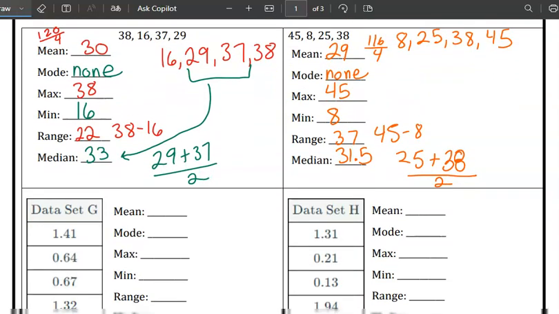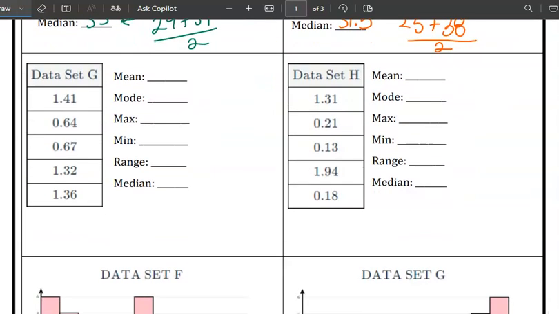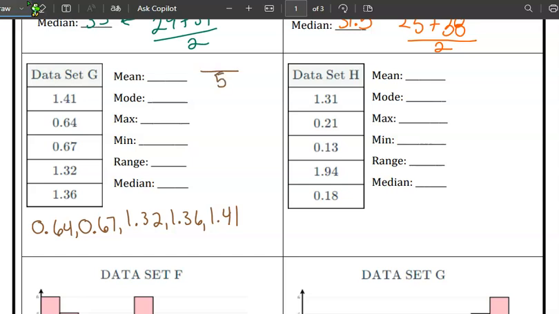Let's look at the next example. This time, the data set contains decimals. Rewrite the data in order from least to greatest. And then to get the mean, add the numbers together and divide by the number of things. In this case, there are 5 terms, 5 data points.